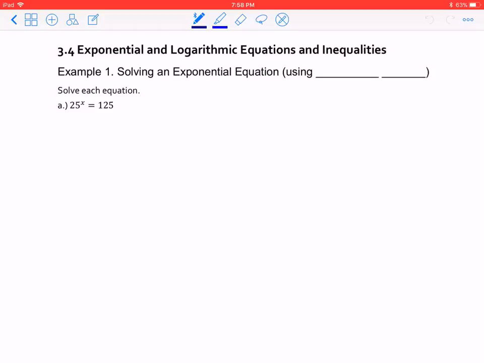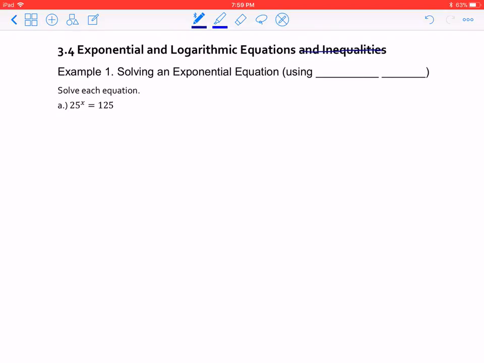In section 3.4, we will look at exponential and logarithmic equations, and we can also do inequalities, but our main focus is going to be on equations. When it comes to solving these, there are a variety of techniques, and it really comes down to what you're given. So I'm going to talk through a couple of examples, so you can see the thought process that I go through.